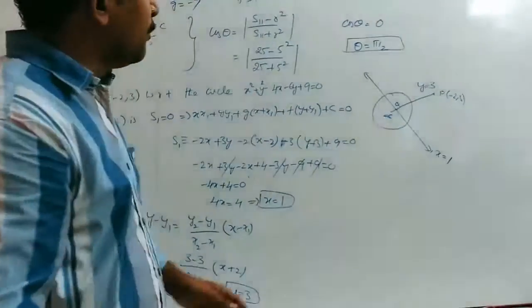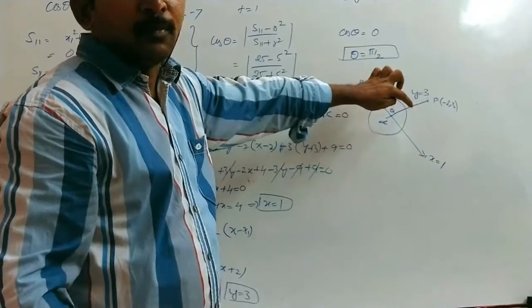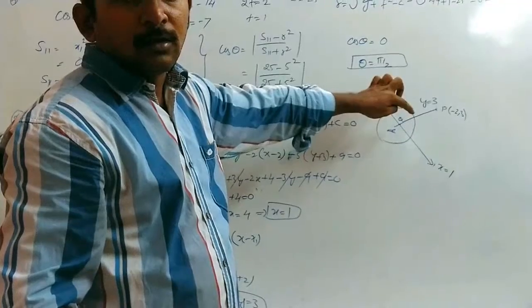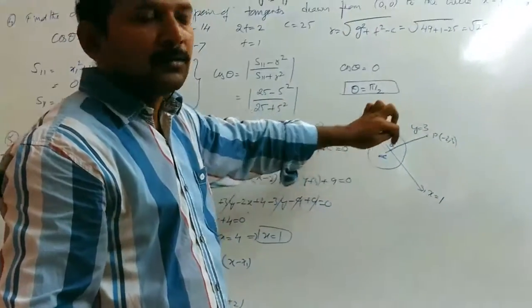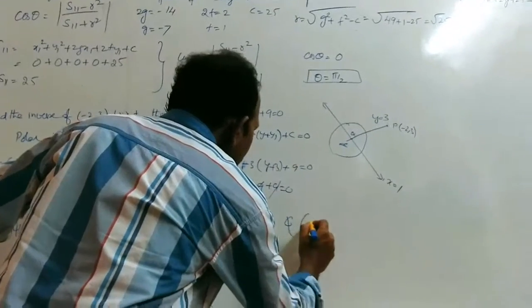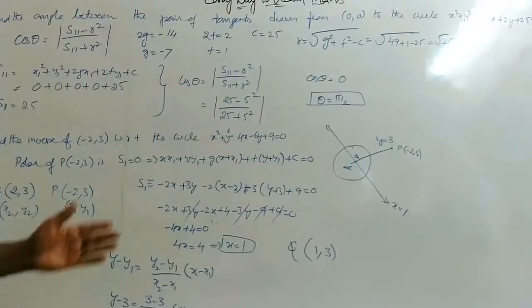Then the point of intersection of these two lines is called the inverse of P. Therefore Q is (1, 3), which is the inverse of the point P (−2, 3).